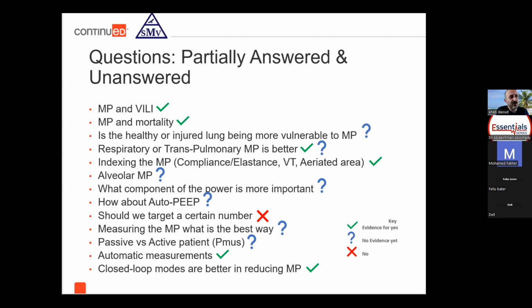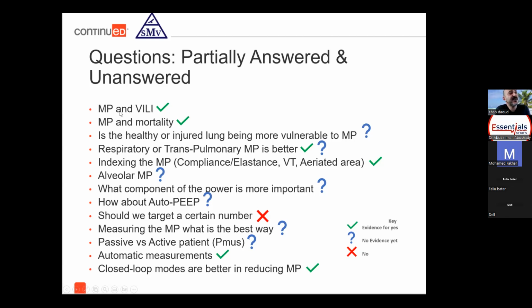And now there is lots and lots of research. Almost every week you find new articles about mechanical power. So we're still in our infancy and we still don't understand it fully. And I don't think we should make conclusions or make decisions that affect the patient on something that we don't fully understand yet. So I put the green check mark as there's some evidence, the question mark as there's no evidence yet, and the red X as no evidence.